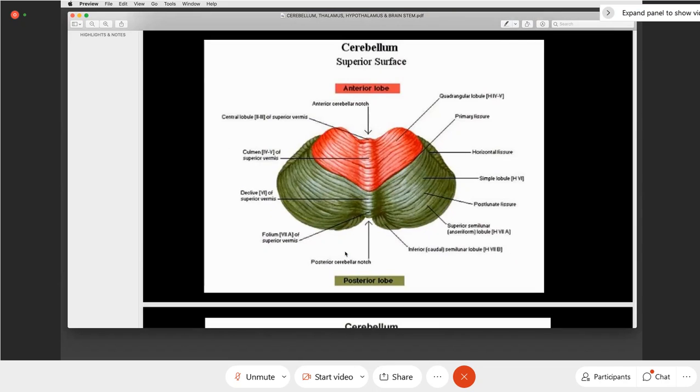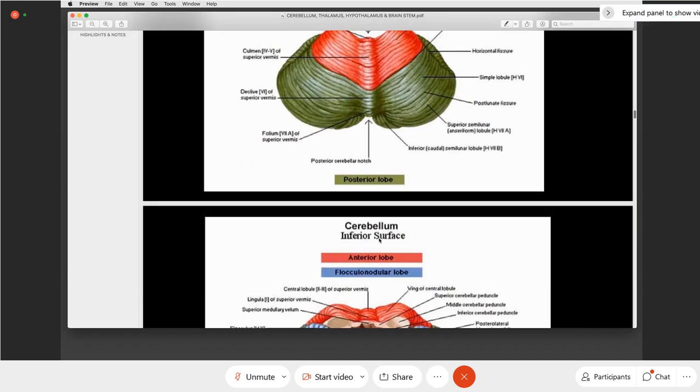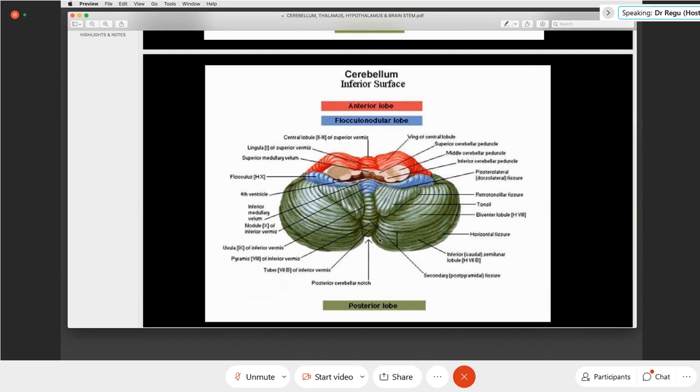Okay, so here's a different view of the cerebellum. We've been looking at it from the lateral view. Now we're looking at it from above. From above, you can see the anterior lobe is located on top. Here's the primary fissure, and this is the posterior lobe. And this is from the front. You see the floccular nodular lobe here, and this is part of the posterior and anterior lobe.